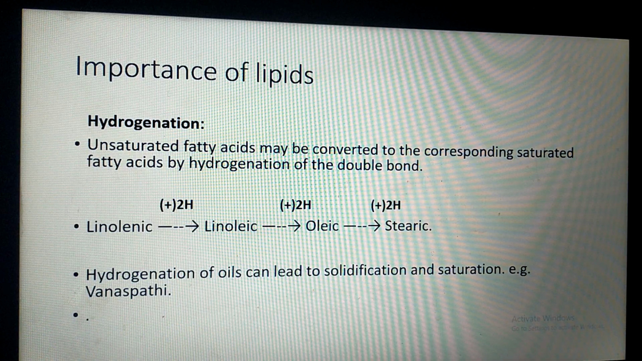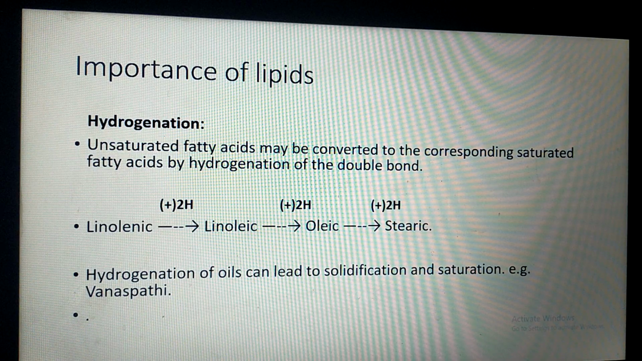Hydrogenation means nothing but the addition of hydrogen atoms to unsaturated fatty acids, so that unsaturated fatty acids can be converted into saturated fatty acids. Here I have given the example of linolenic acid, which has 3 double bonds. On addition of 2 hydrogen atoms, one double bond is saturated, and linoleic acid with 2 double bonds is formed.